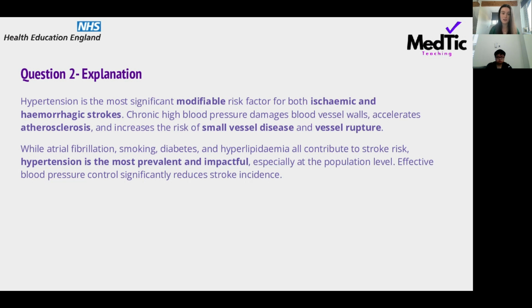AF, smoking, diabetes, and hyperlipidemia all contribute to stroke risk, but hypertension is the most prevalent across the population. Those people that don't smoke may still have high blood pressure, but obviously the smoking risk wouldn't affect people that don't smoke. So it's the most prevalent across everybody, especially at population level. That means that effective blood pressure control is really important, especially in the community, because it significantly reduces population stroke risk. So if we go to question 3.